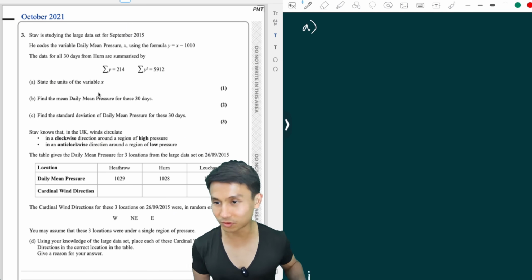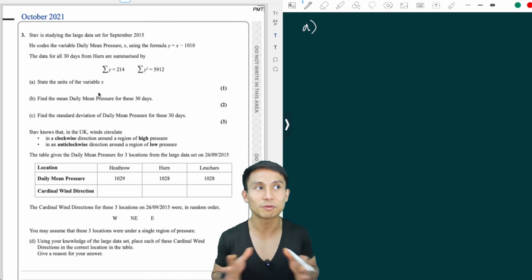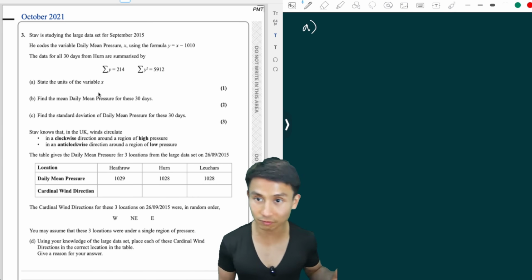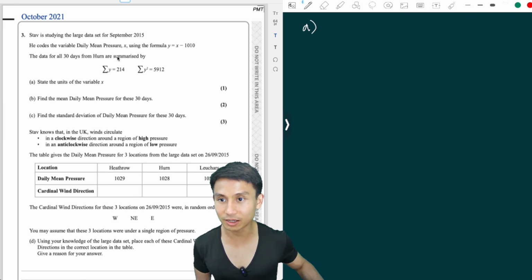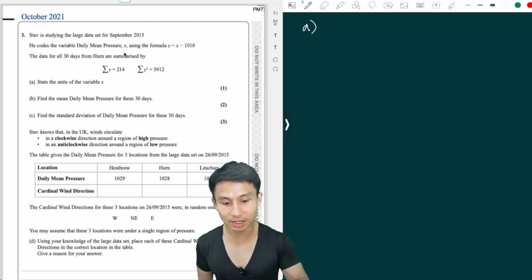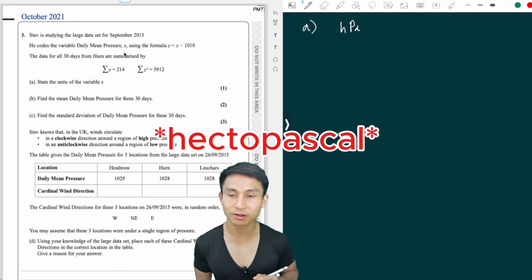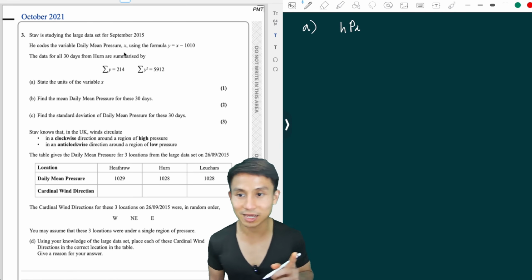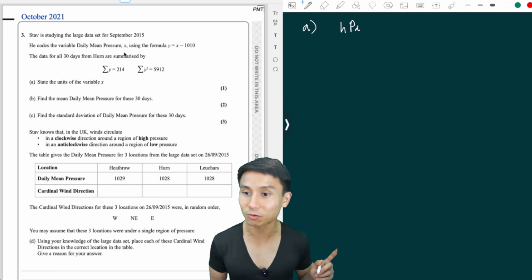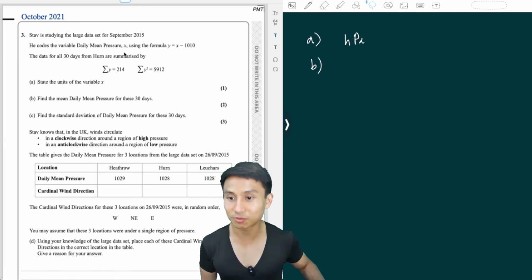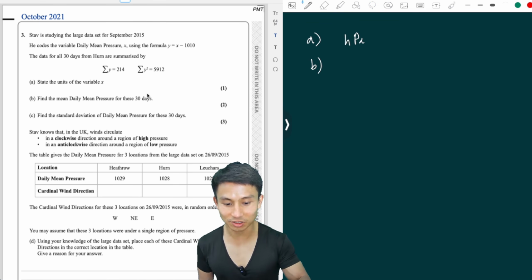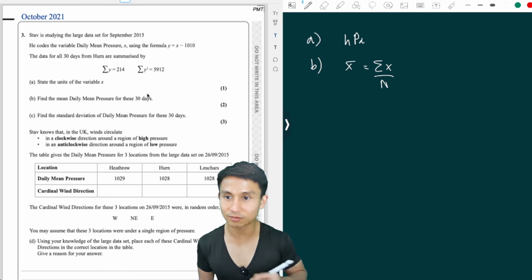Now, this is why you should be familiar with the variables and units from the large data set. The daily mean pressure should be hectopascal, right? Okay, so that's the answer there. So you should just be familiar with it. B, find the daily mean pressure for these 30 days. Alright, so that's easy. We're just gonna do x bar equals sigma x over n.